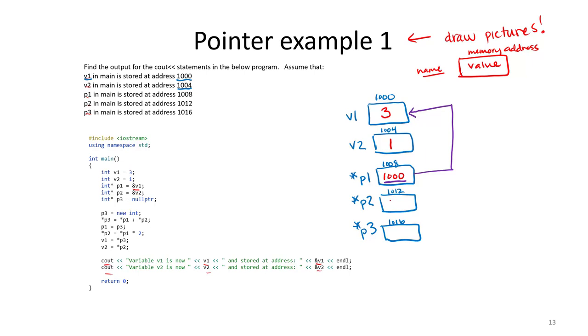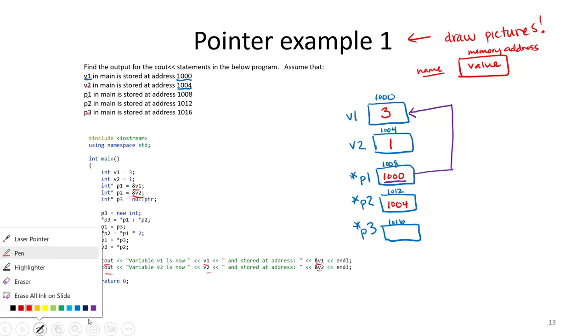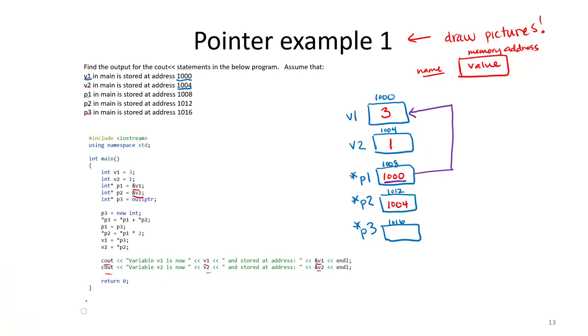Similarly, p2 is currently holding the memory address of v2, which is 1004. So that means p2 currently points to v2. And finally, p3 is currently initialized to 0, so this one is currently pointing at the null memory address, or null pointer. So now we've initialized all our variables. Let's go ahead and read through the rest of our program and track what is happening.